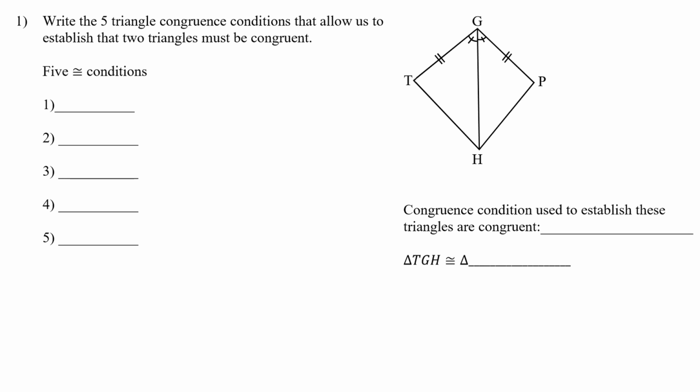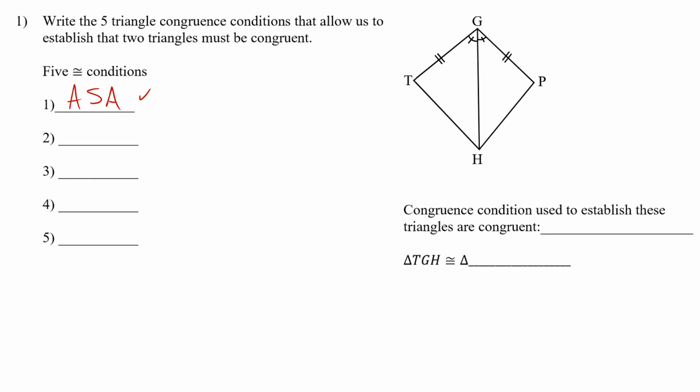Right, the 5 triangle congruence conditions that allow us to establish that 2 triangles must be congruent. There are 5 of them, and the very first one that we looked at in class was, I believe, angle side angle. And the way that we established this is actually a fact, right? We verified this. It was more than just a congruence condition. We proved it in class.